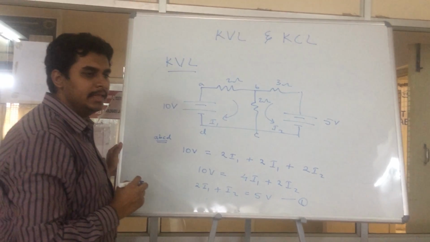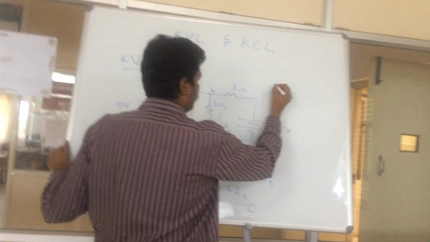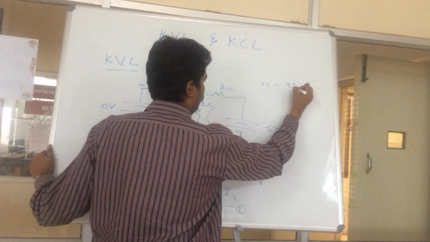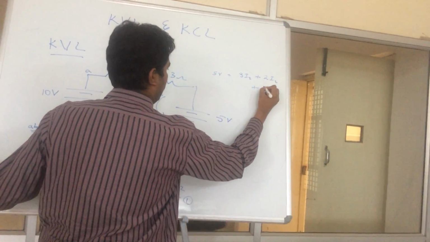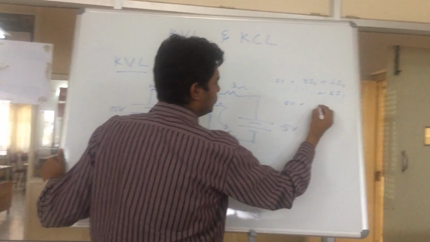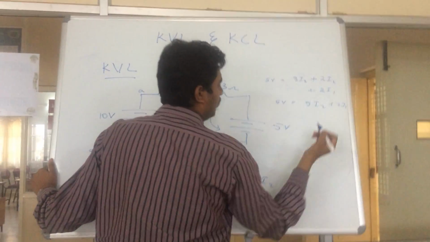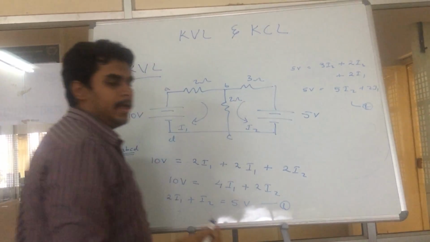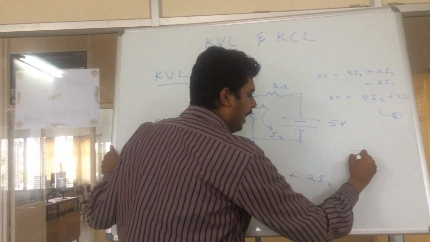Now applying KVL in loop 2. 5 volts is equal to 3I2 plus 2I2, then plus 2I1. Therefore, 5 volts is equal to 5I2 plus 2I1, since 3 plus 2 is 5. Now we have two required equations. If we simplify these two equations, we will get the individual currents I1 and I2.